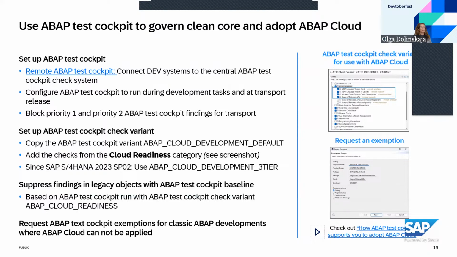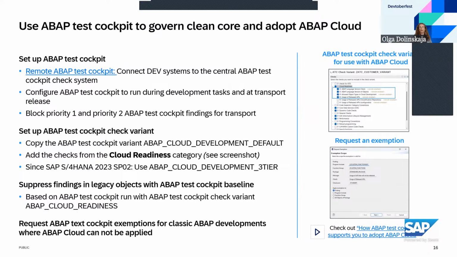And for the cases where you really need to develop in classic ABAP, meaning, for example, you are in tier 3 and you need to extend your DYNPRO application, then you would need to use classic ABAP development and you can apply for an exemption.